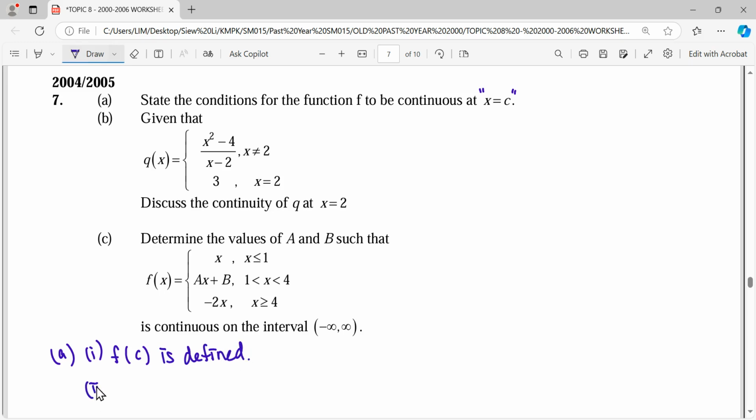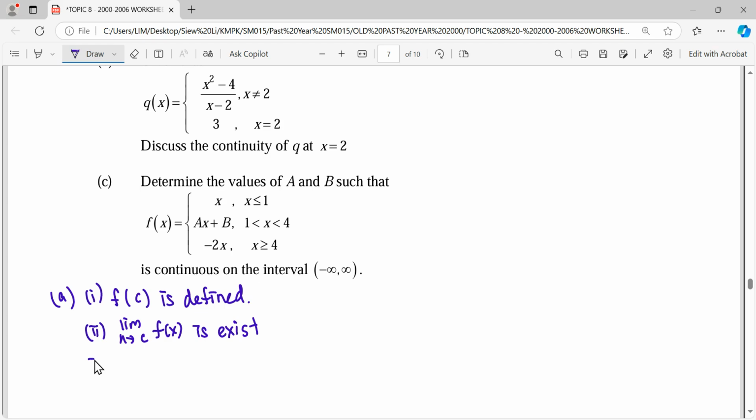Then condition number 2, the limit as x approaches c for the function must exist. So this is the continuity condition. And then condition number 3 is the coordinate f(c) must be equal to the limit as x approaches c for the function.